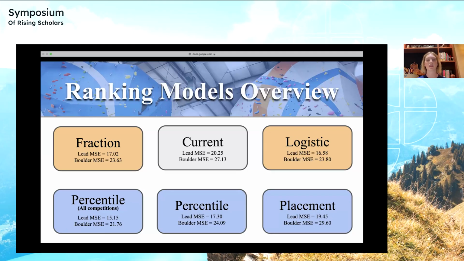The best ranking system, and I define best as the one that has the lowest mean squared error between what it predicts and how it actually turns out in a regional championship event. The one with the lowest mean squared error, so the one that performed the best, was the percentile ranking system for all competitions that a competitor attended in a given year.